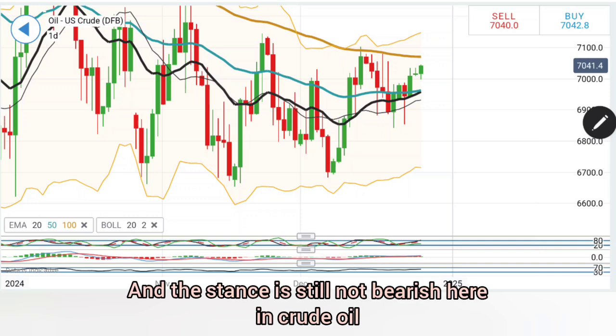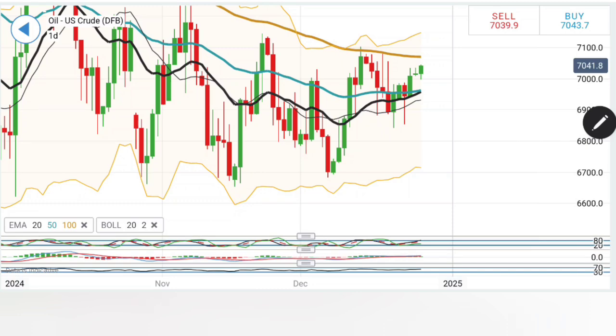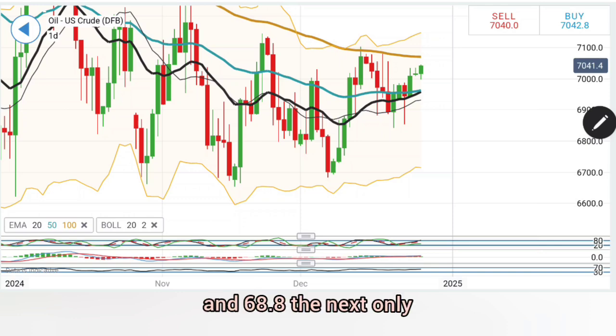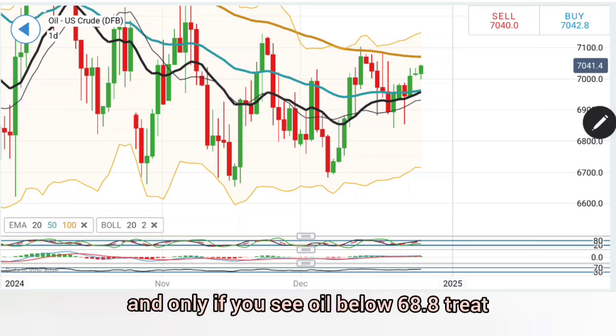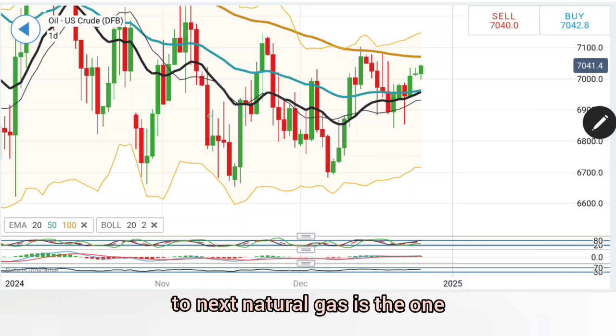Only selling entry today is below 69.8, where you can expect 69.5, 69.3 as the first target. And 69.3 is a very crucial support, below which you can expect 69 and 68.8 next. Only and only if you see oil below 68.8, treat this as bearish. Trade accordingly. Let's move to natural gas.